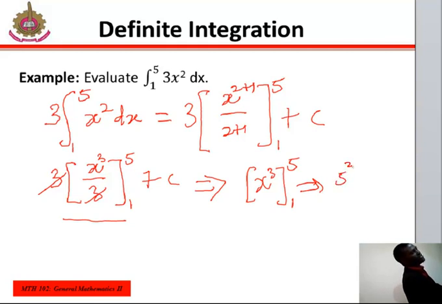Then from here we have 5 raised to power 3 minus 1 raised to power 3. Then 5 raised to power 3 is 125, minus 1 raised to power 3 is 1. Then we have 125 minus 1, then we are going to be left with 124.